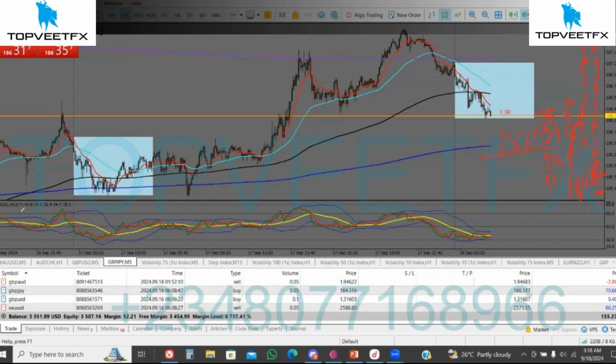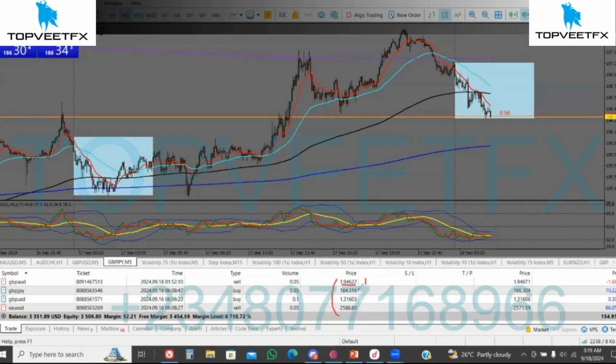Now, let's look at this region now, where the price is stationary. So we can see GBP AUD. At what price do we sell this currency pair? We sold it at the price of 1.94622.